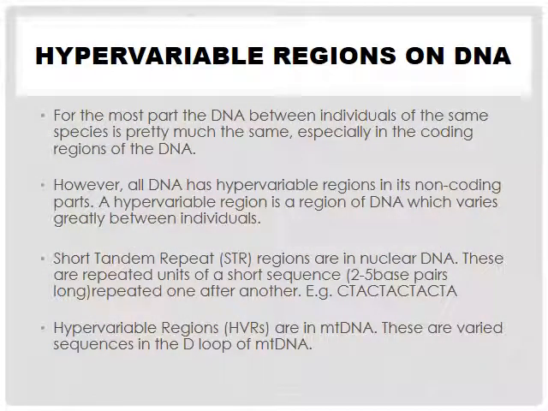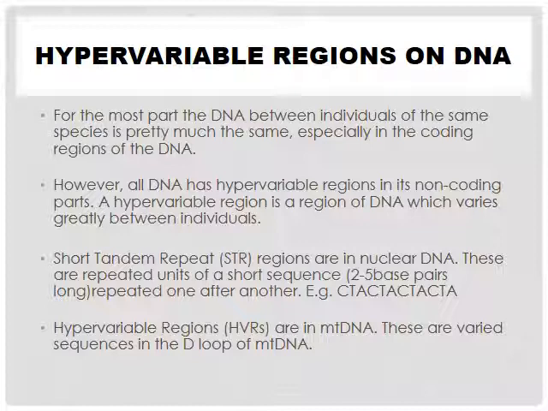If we're going to use DNA to identify different individuals, we need to look at a part of DNA that differs between each individual. And for the most part, DNA between individuals is very, very similar. Particularly in our coding regions, the regions of DNA that code for proteins. For us all to be human, we essentially all need to make the same proteins to function as a human. So it makes sense that our coding regions of DNA are all very much the same.